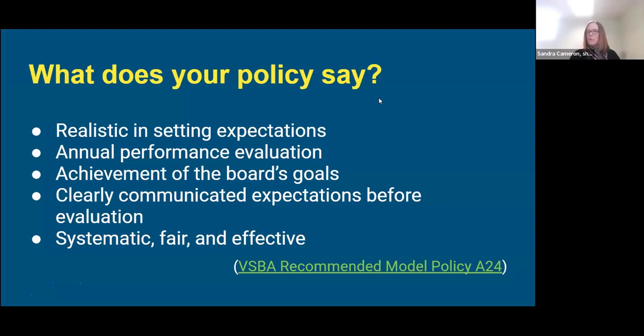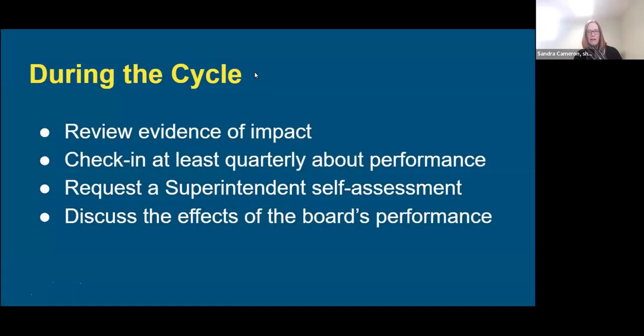You do have it. Have you found it helpful at all? I have, at least as a superintendent. Wonderful. Great. Okay, and then during the cycle, Debbie, I believe this is your slide.